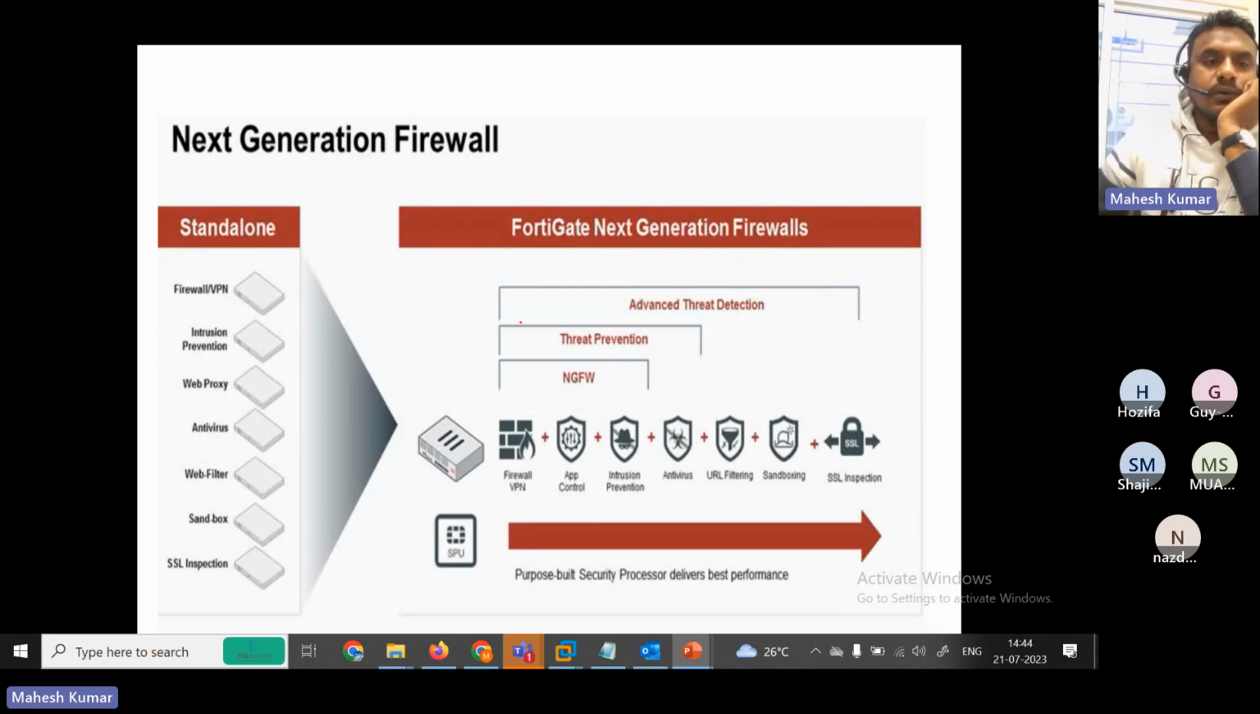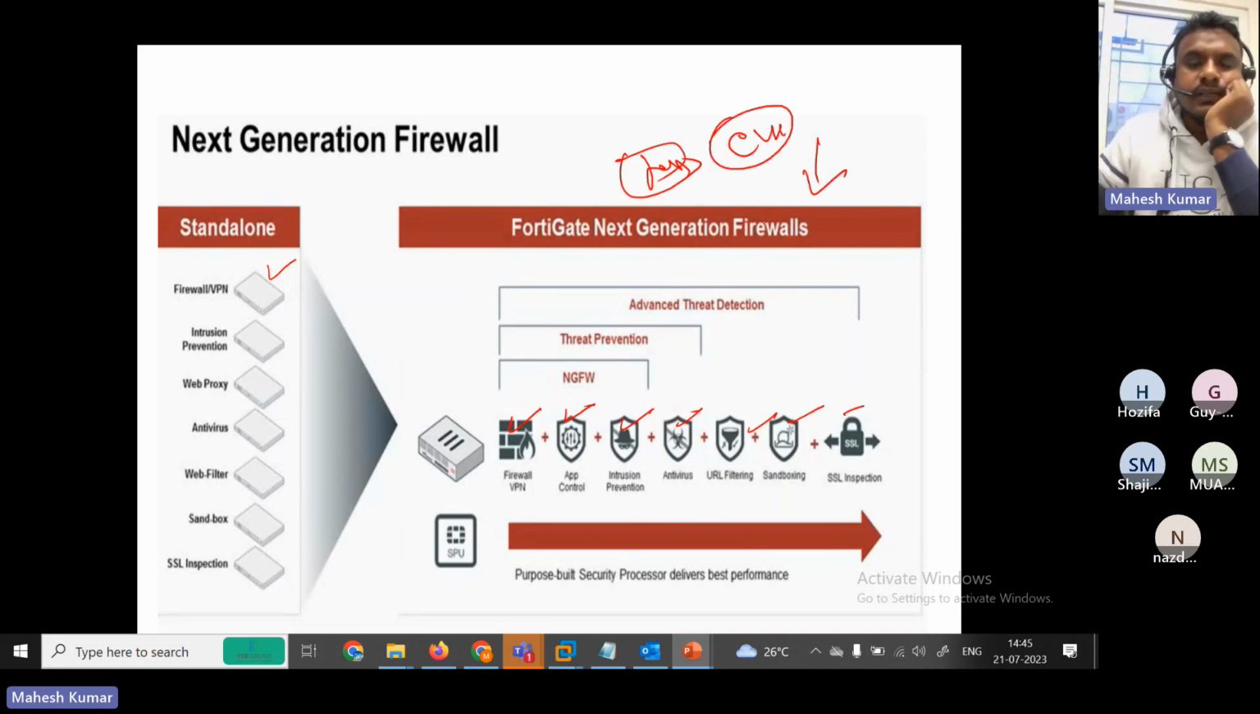So what happened? In earlier days, for each service we needed to purchase a single box. Like for VPN service, you needed to purchase one VPN device. If you were looking for an IPS service, you needed to purchase one. If you were looking for an IDS service, you needed to purchase one IDS. If you were looking for a web proxy, you needed to purchase one. So for each and every service, you needed to purchase a single box in the early stage. But nowadays, each and every service comes under a single box, which we call a next generation firewall. Every service is available here: application control, intrusion prevention, antivirus, everything. Not only in the Fortigate firewall, every manufacturer has all the services in a single box.